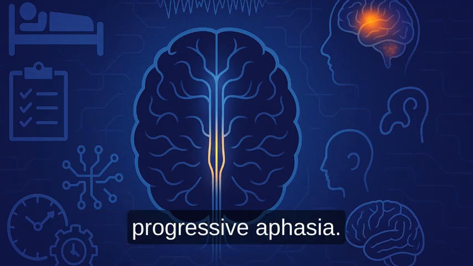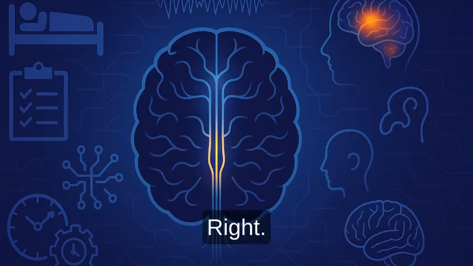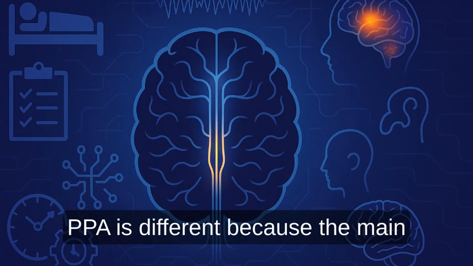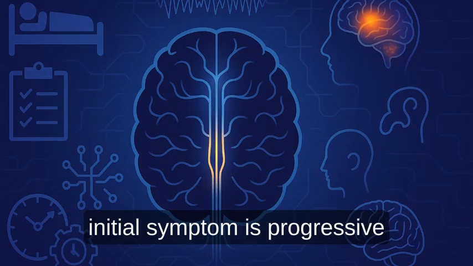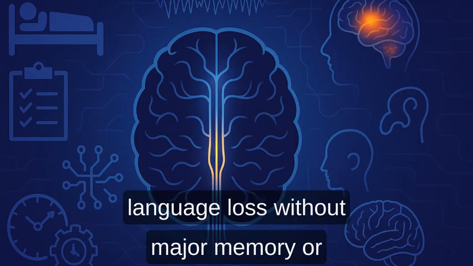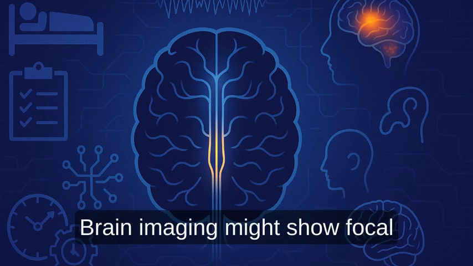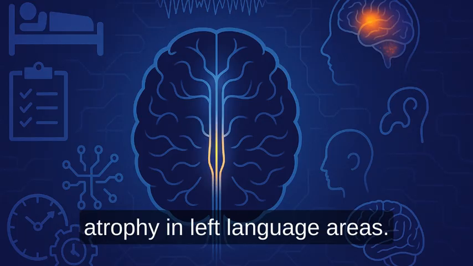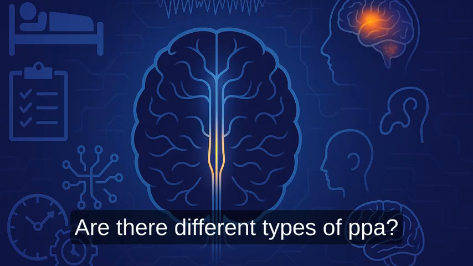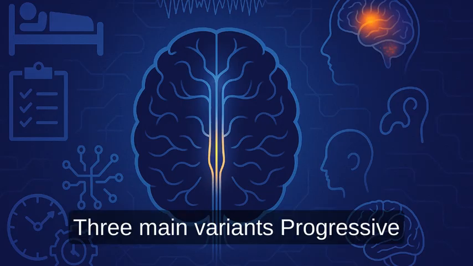And then there's primary progressive aphasia, PPA. Right. PPA is different because the main initial symptom is progressive language loss, without major memory or other cognitive problems at the start, although those usually develop later. Brain imaging might show focal atrophy in left language areas. Are there different types of PPA? Yes, 3 main variants.